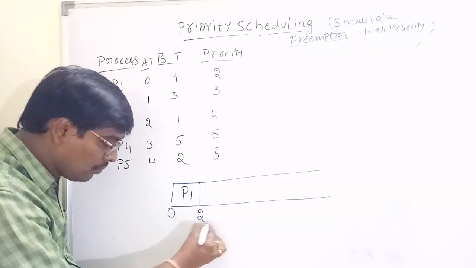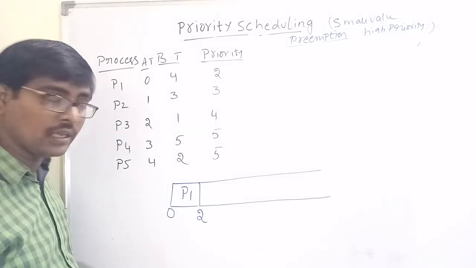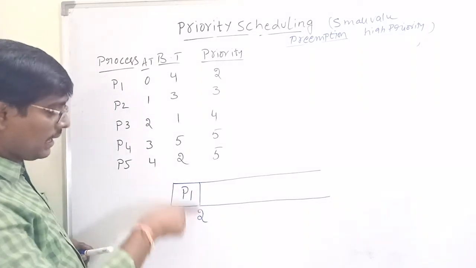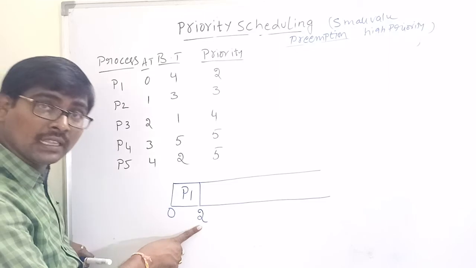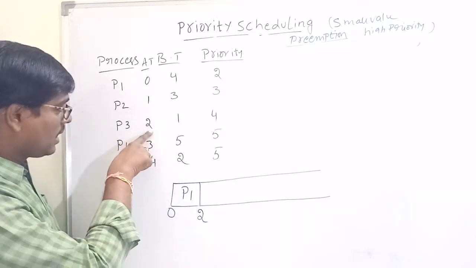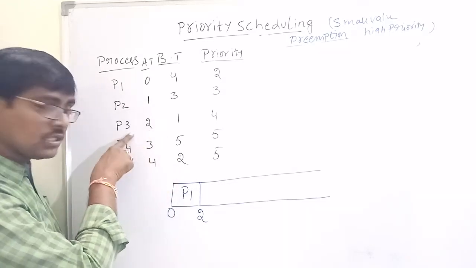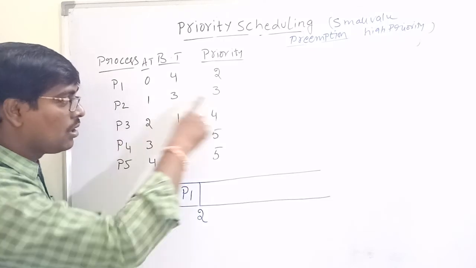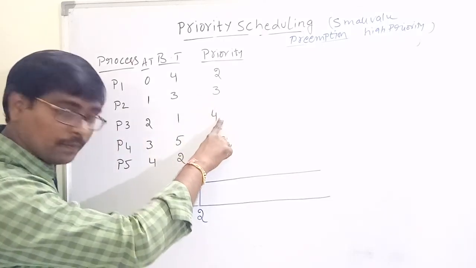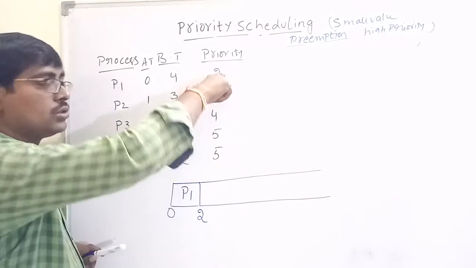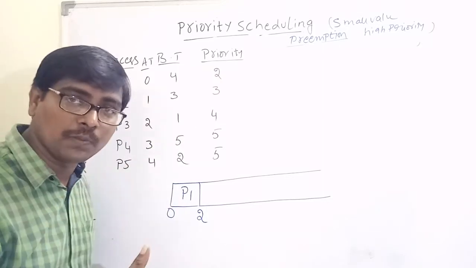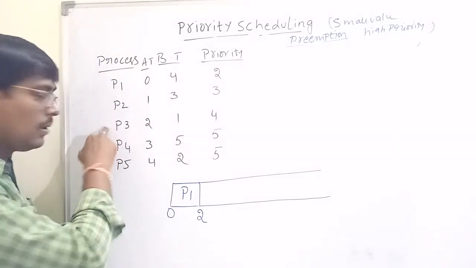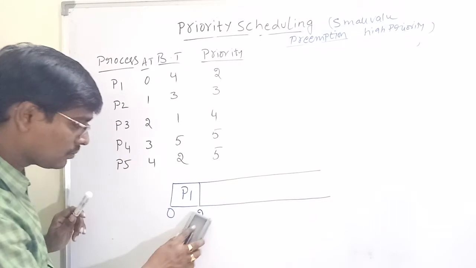Now what to do? Execute for 1 more millisecond, that is 2. Now check at arrival time 2, does any other process come? Yes. At arrival time 2 process P3 is entered. What is the priority? 4. The running process has 2. So the running process has the highest priority. So ignore P3 also.